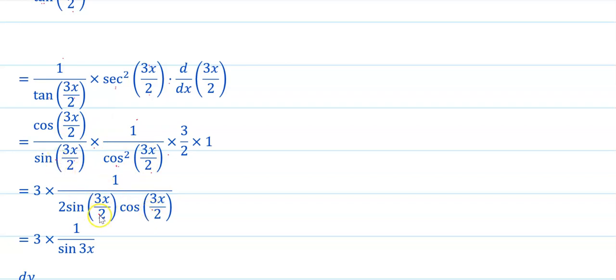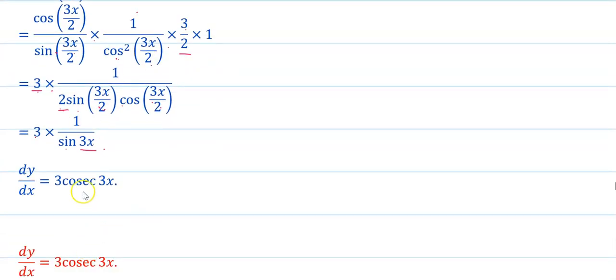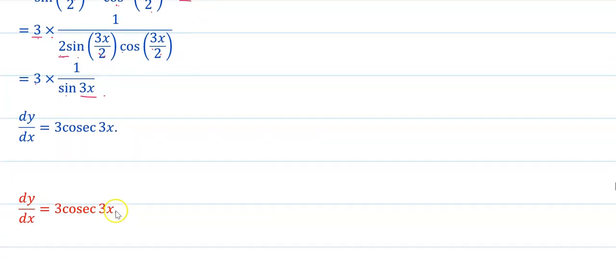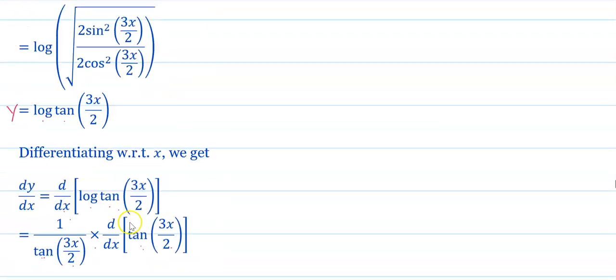Sin of 3x upon 2 is as it is, and this 2 is here, and this 3 is here. That is 3 into 1 upon 2 sin of 3x upon 2 into cos of 3x upon 2. Again, 2 times sin theta into cos theta is nothing but sin of 2 times theta. That is 2 into 3x upon 2, the 2 will get cancelled, and you will get sin of 3x. That is 3 into 1 upon sin of 3x, which means cosec 3x, and hence dy by dx is equal to 3 times cosec 3x. Again, you can see that here.